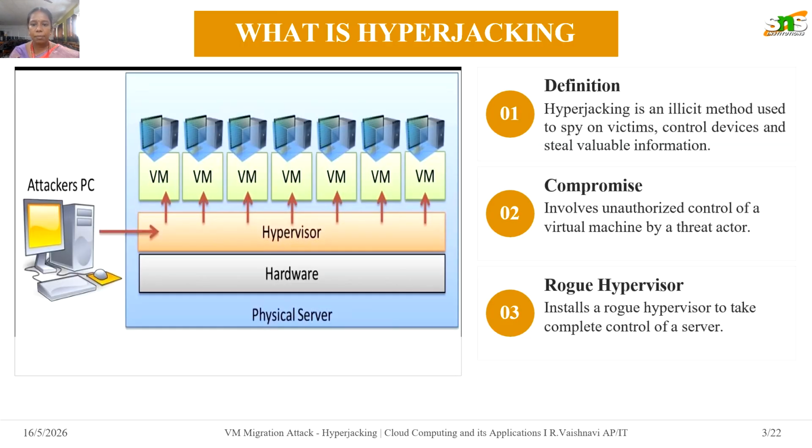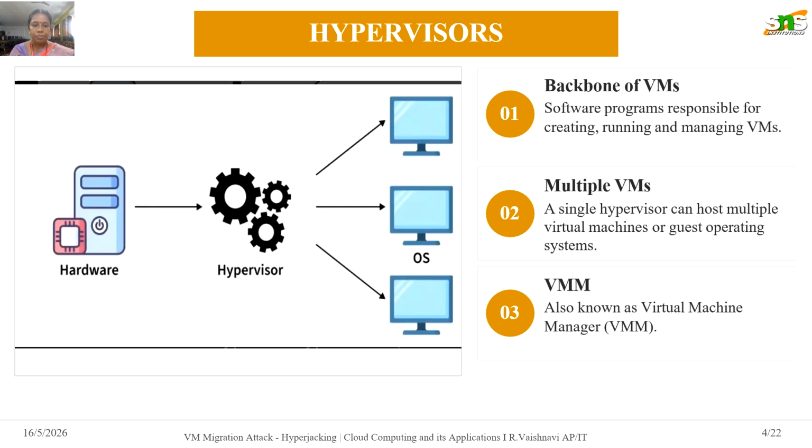Then what is hyperjacking? The definition: hyperjacking is an attack method used to spy on the victim's control devices and it steals valuable information. It involves unauthorized control of the virtual machine by the threat actor. It installs a hypervisor to take complete control of the server.